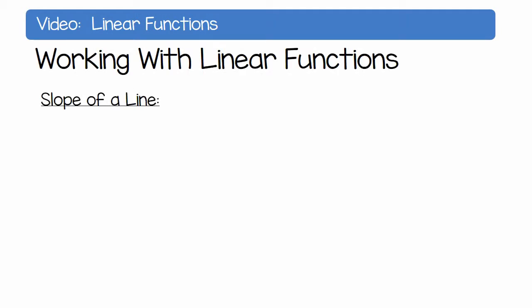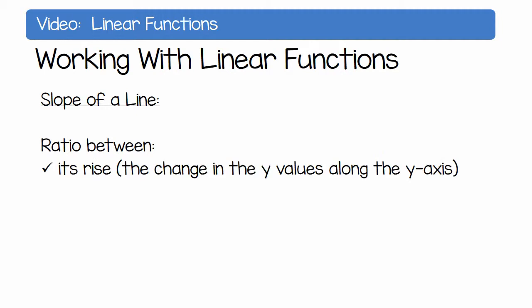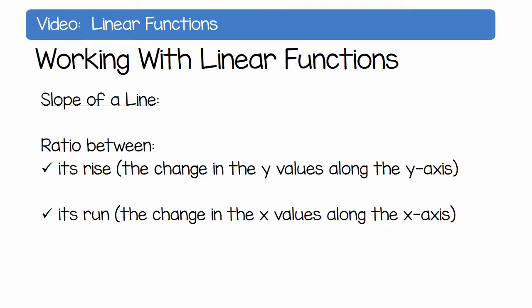What is the slope of a line? The slope of a line is the ratio between its rise, which is the change in the y values measured along the y-axis, and its run, the change in the x values measured along the x-axis. Slope is equal to the rise over run, which is the change in the y divided by the change in the x, which is y2 minus y1 divided by x2 minus x1, where x1, y1 is one point on the graph and x2, y2 is the second point on the graph.